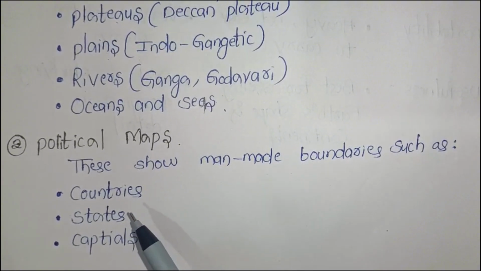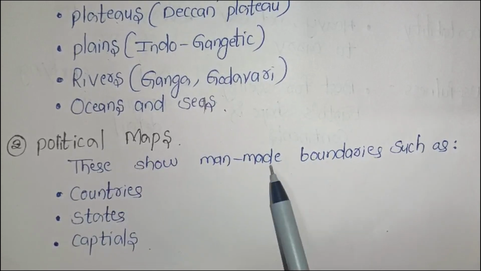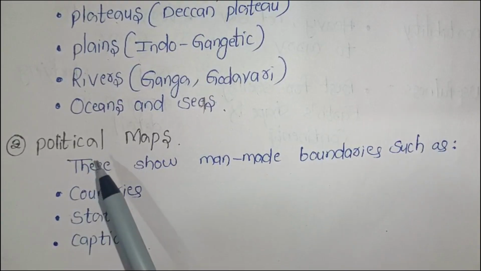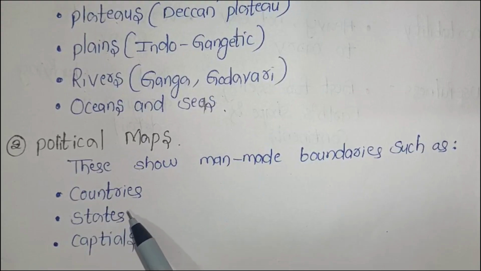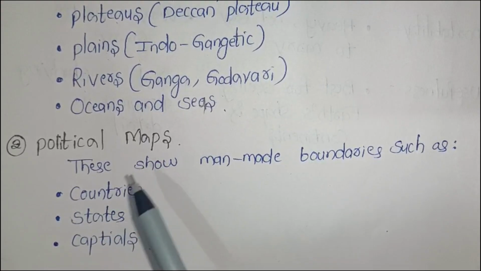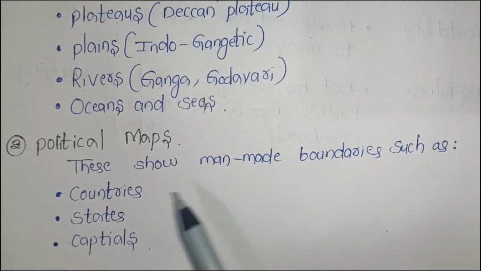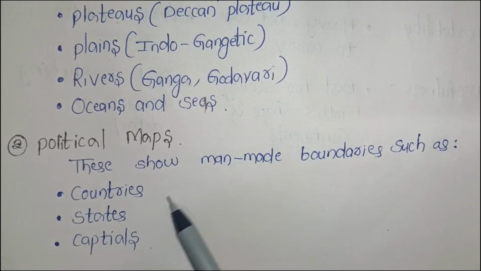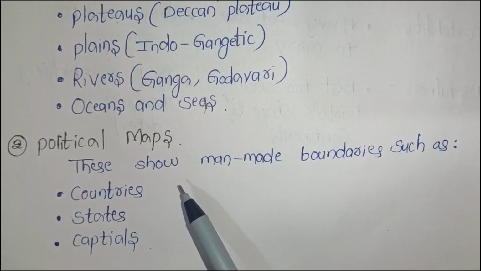Political maps are used in exams like government exams, etc. These political maps show the man-made boundaries. For example, you all know the India map. The India map is a political map. A state map, like the Telangana map, Andhra Pradesh map, or Tamil Nadu map, is also a political map. They show boundaries such as countries, states, capitals, district boundaries, etc., and India's neighboring countries also: Pakistan, Nepal, China, Bhutan, Bangladesh, Myanmar, etc.